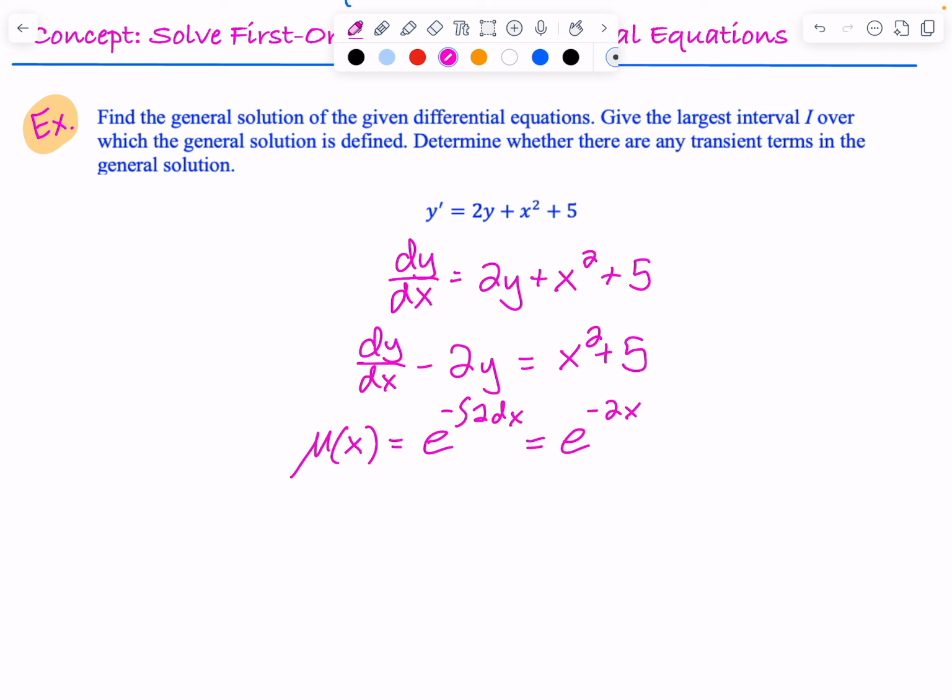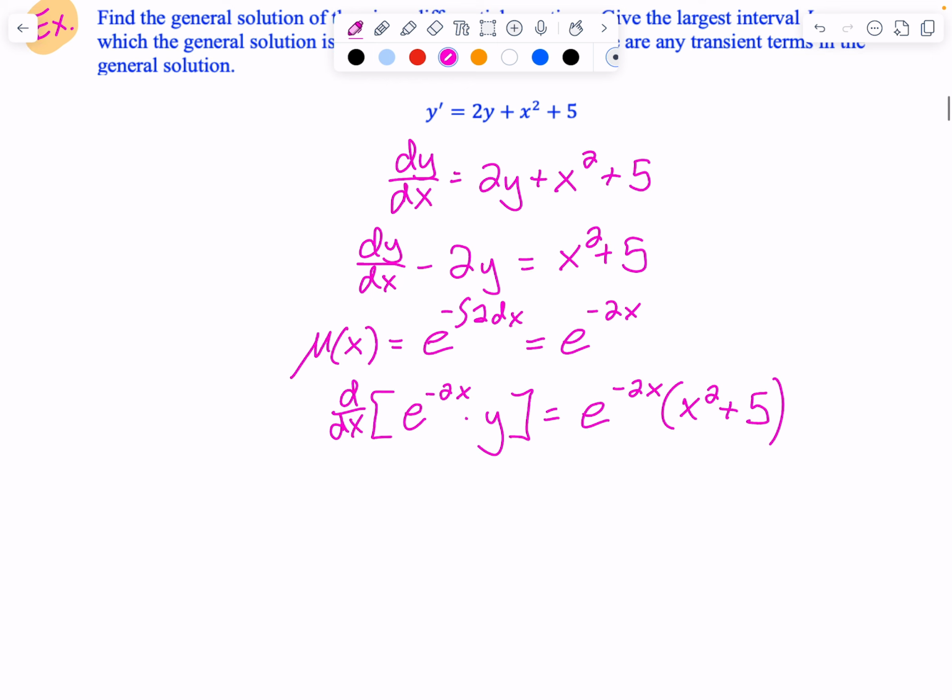So in the last one I said, hey, I usually skip multiplying it out. I'm going to show you what I mean. I usually just do d/dx, and I know this is going to be mu times y every time. Then all I have to do is make sure I multiply that left-hand side by the e. All right, so that's what we get.